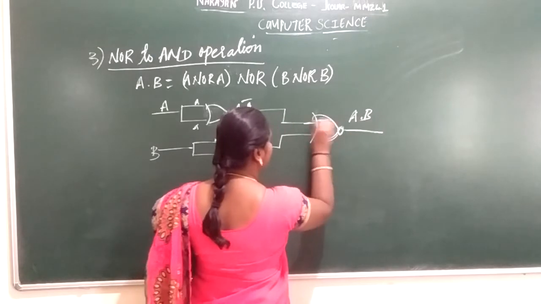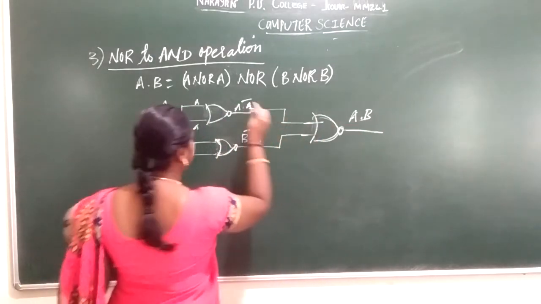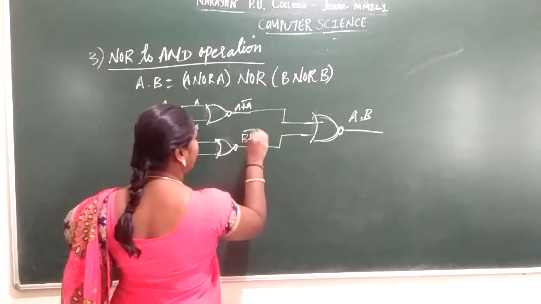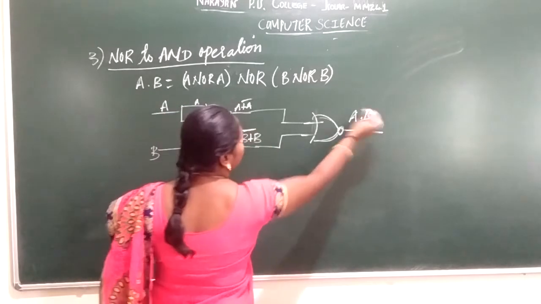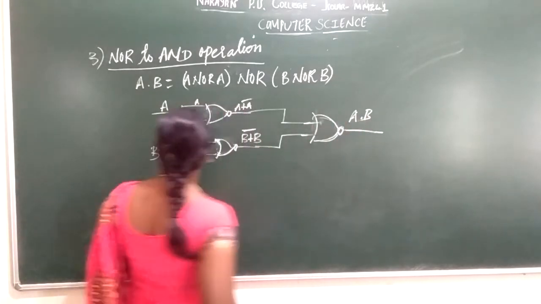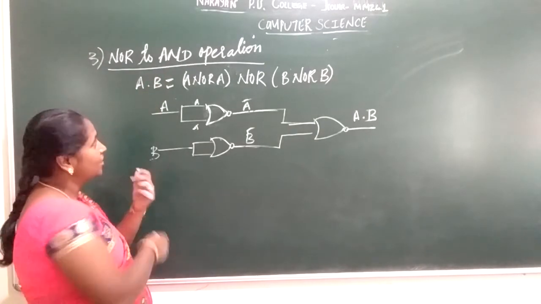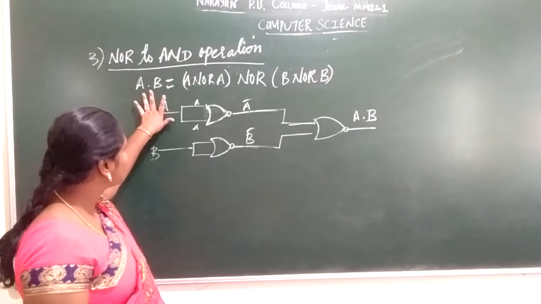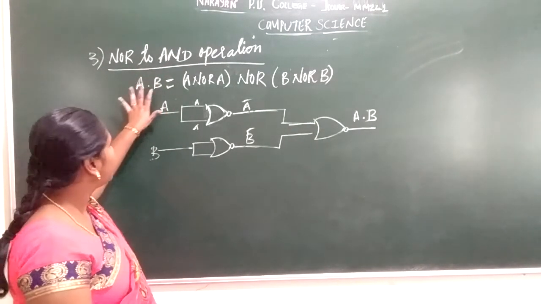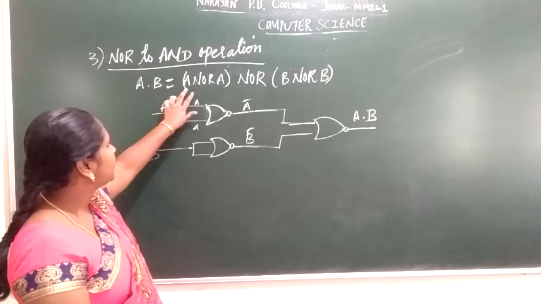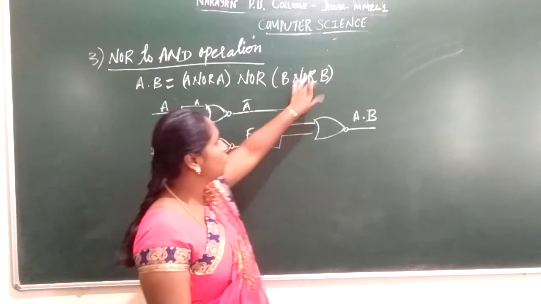NOR should be a into b, that is (a plus b) the whole bar. The result should be a into b. So the third one is your NOR to AND operation. A into b, the AND operation, is nothing but a into b. So that can be written as a NOR of a, NOR of b, NOR of b.